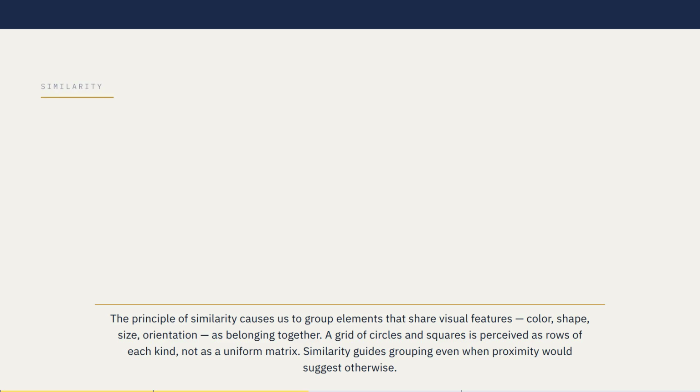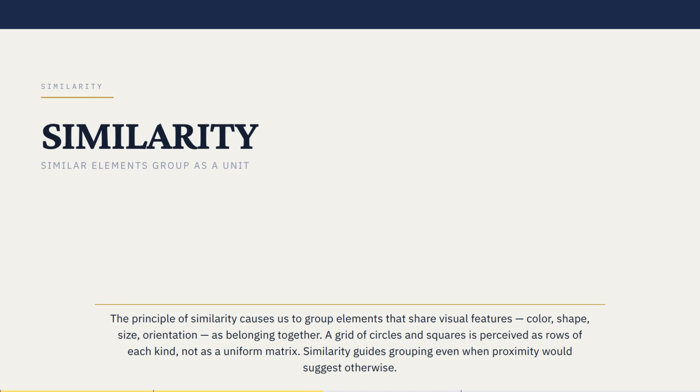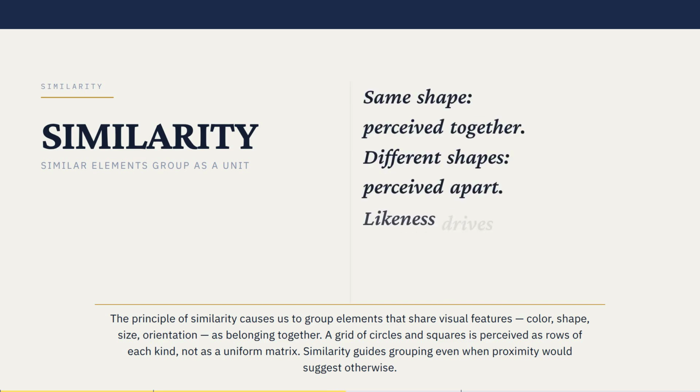The principle of similarity causes us to group elements that share visual features, color, shape, size, orientation, as belonging together. A grid of circles and squares is perceived as rows of each kind, not as a uniform matrix. Similarity guides grouping even when proximity would suggest otherwise.